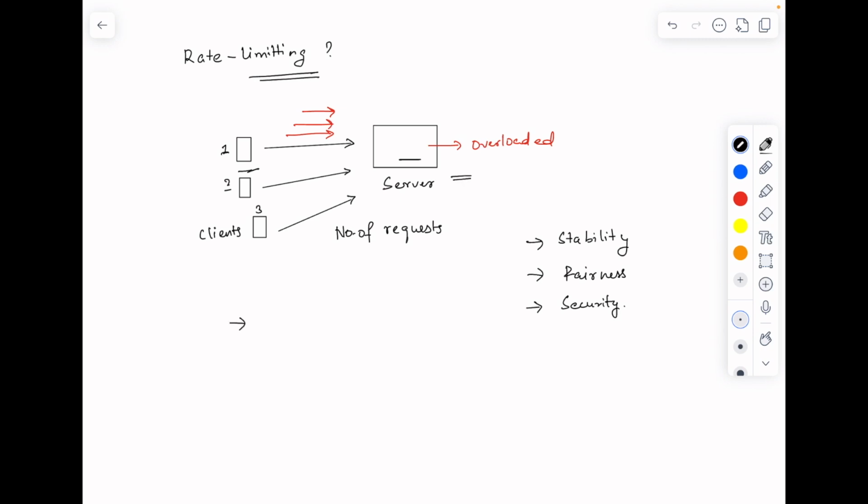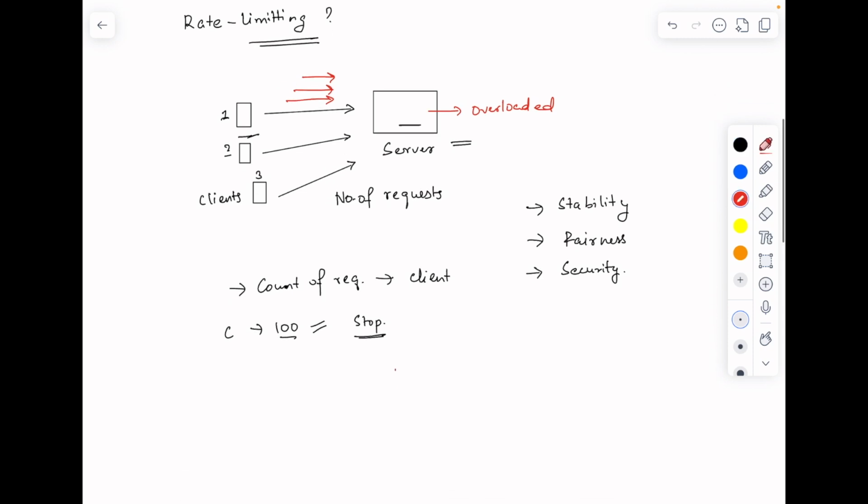Basically what we can do is we can maintain a count of requests that are coming in for one client. Okay, let's say for per client we maintain a count of 100, and whenever the number of requests from client 1 exceed 100, we stop the client 1 from accessing our server further. So at the single server level it is doable, but then we have the distributed challenge.